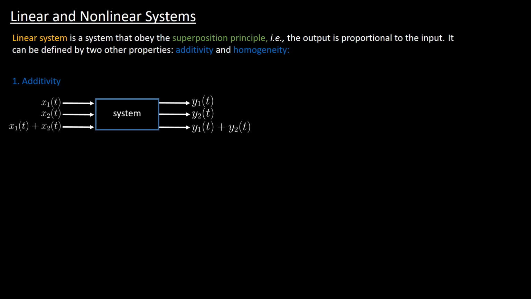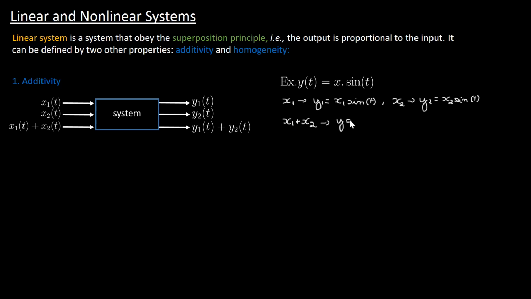Let us make an example to check if a system respects the additivity principle. Our example is y(t) equals x sine of t. In this case, if we input x1, the output will be y1 equals x1 times sine of t. If we input x2, the output will be y2 equals x2 times sine of t. Then now, if we input x1 plus x2, the system will output (x1 plus x2) times sine of t, which you can see is equal to y1 plus y2, meaning that the system respects the additivity principle.